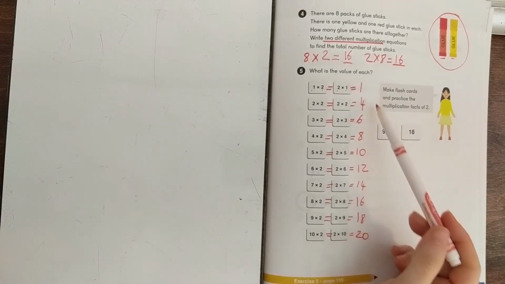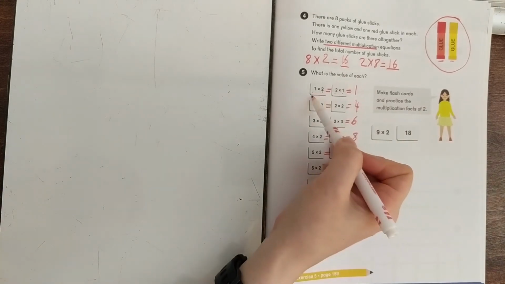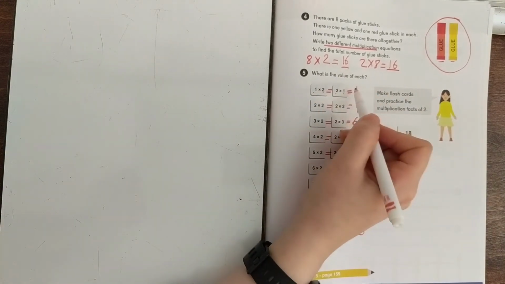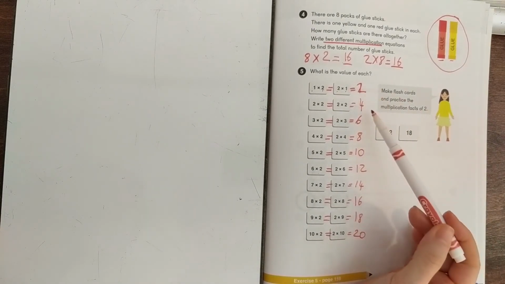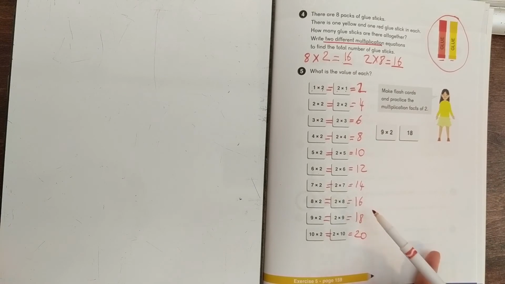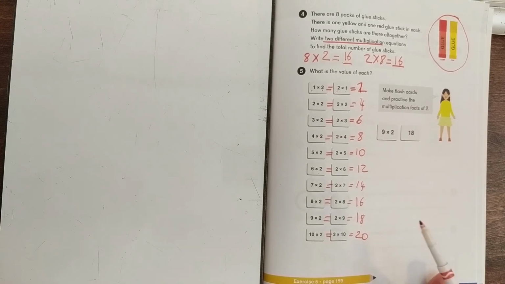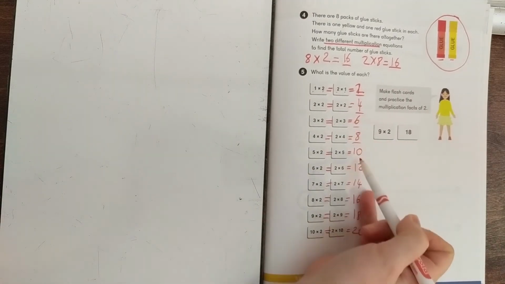Let's say all of our answers and see if you can see any patterns. Oh my goodness, I wrote the wrong answer right here. 1 times 2 is 2. 2, 4, 6, 8, 10, 12, 14, 16, 18, 20. And remember, we talked about the pattern that you can see in the ones place.